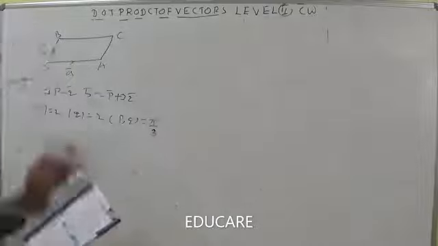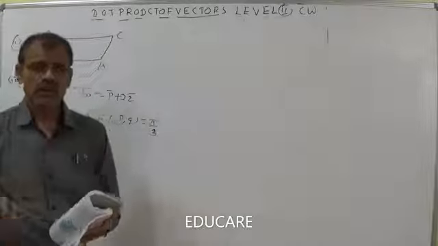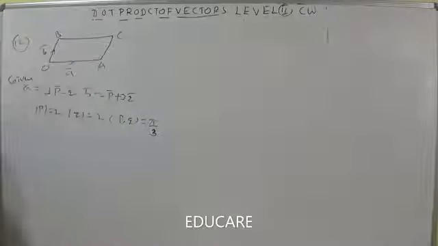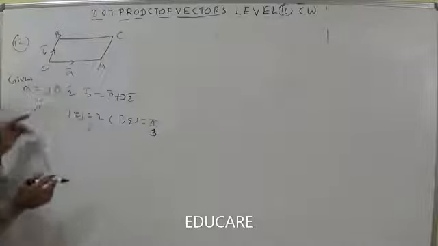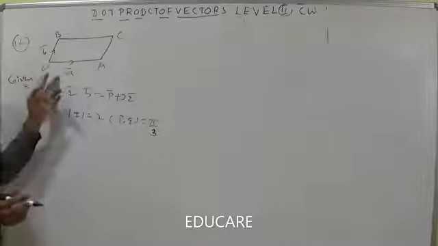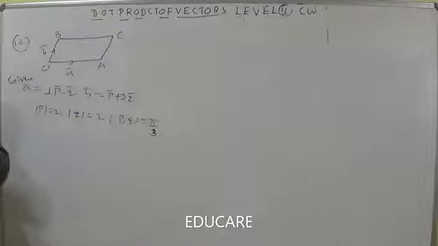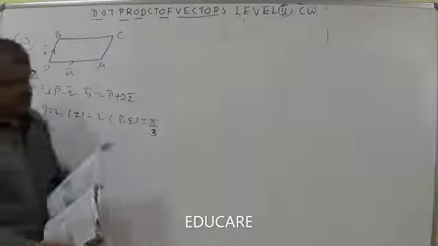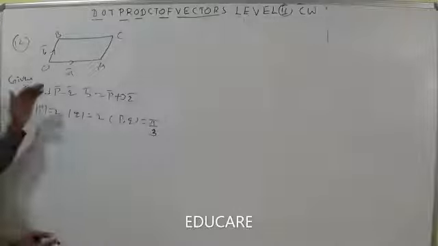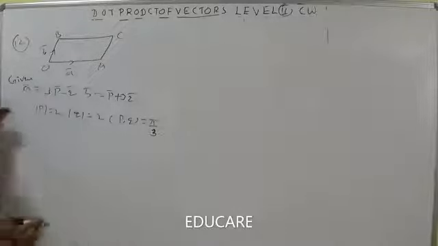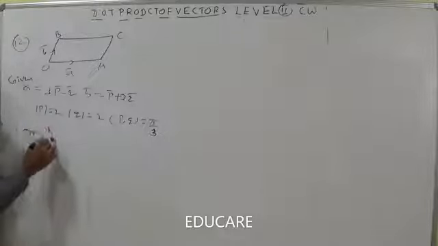Then ratio of lengths of sides. In a parallelogram, we know that two sides are opposite and equal. Now we should calculate about OA and OB, the two sides, then the ratio of lengths you should calculate. So to calculate the ratio directly, A is equal to 3P minus Q, you should not write. Now you should write as consider.